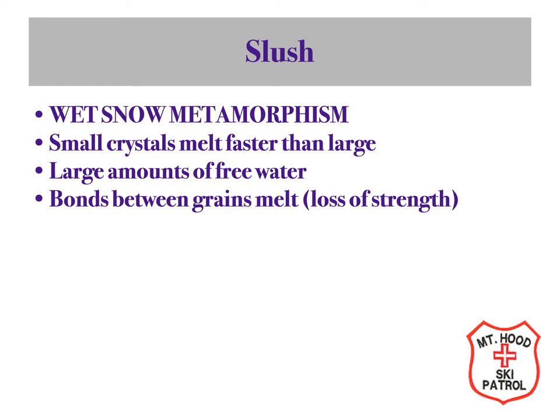Warming of the snowpack, in particular rapid warming as found in the spring, can lead to a special kind of metamorphism called wet snow metamorphism. In this case, bonds between grains melt, leading to a loss of strength and structure. This leads to slush. In the creation of slush, small grains tend to melt faster than large grains, releasing a large amount of free water. This free water accelerates bond failure between grains, creating yet more slush. In this case, the snowpack may change quickly from a well-bonded, cohesive structure to a poorly bonded, uncohesive layer and create a wet slide avalanche.